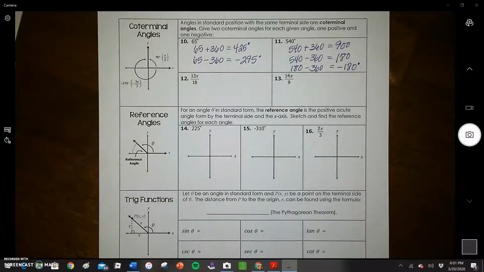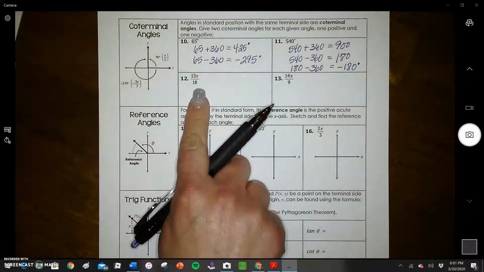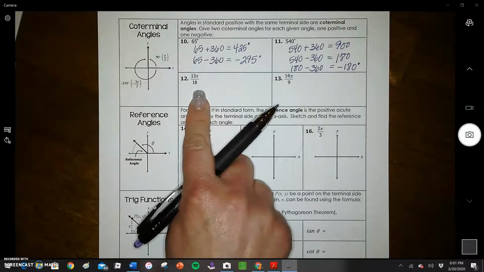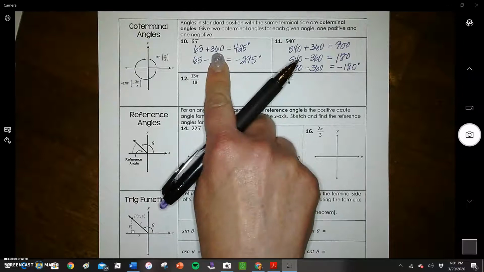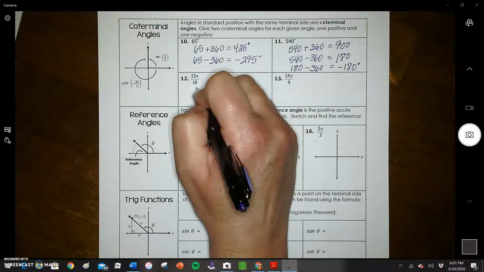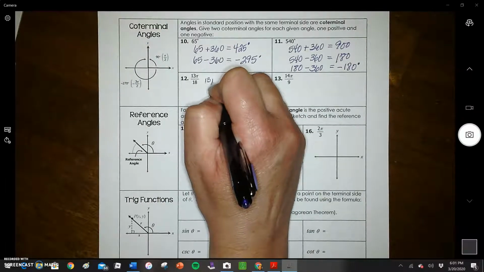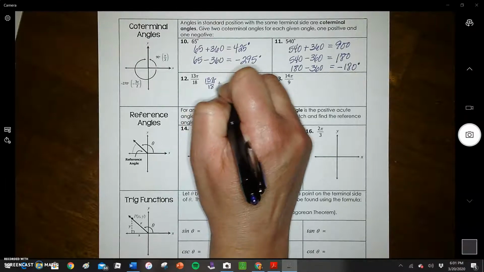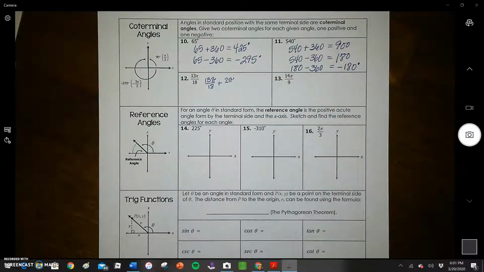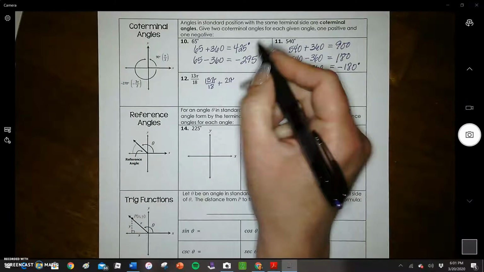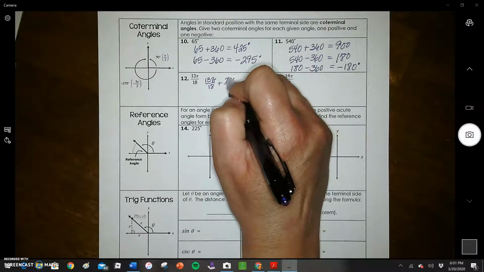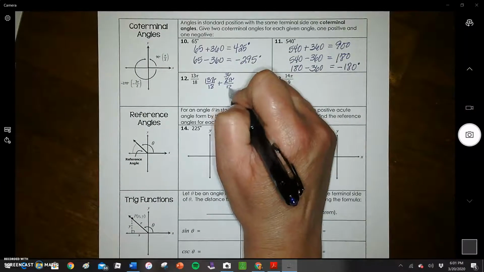Okay? All right, so let's go do it when it's in pi or in radians. So what do you do when it's in radians? What was the same thing as 360 again? It was 2 pi. So we're going to take 13 pi over 18 and we're going to add 2 pi because that's 360. That's a full revolution. So, oh snap, we have to keep things in fraction form, right? And so this is going to be 36 pi over 18.